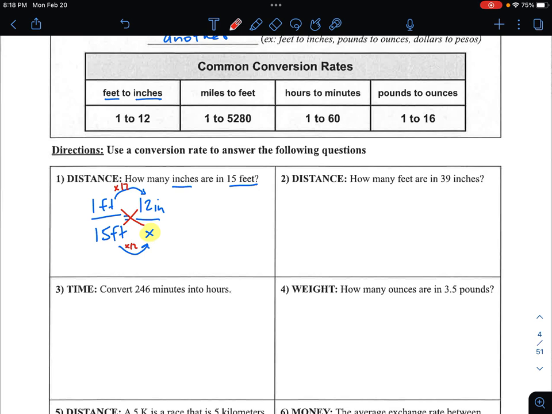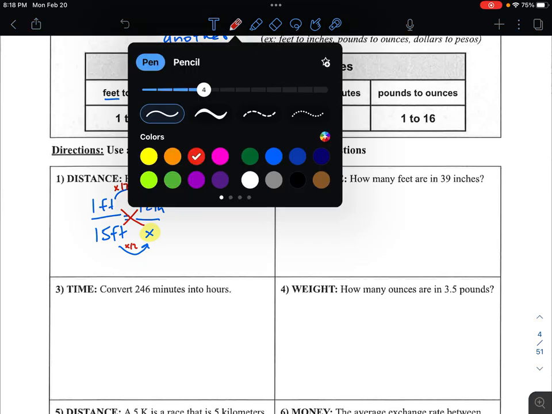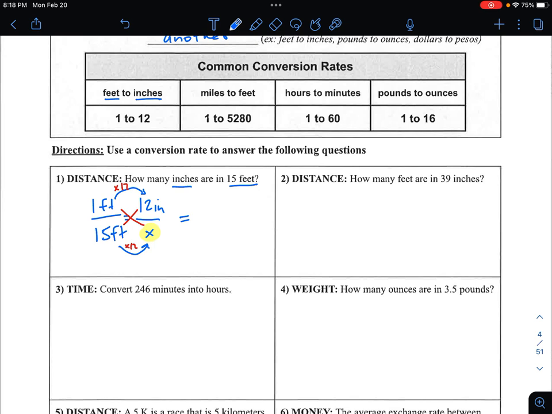But 15 times 12, unfortunately, I do not know that off the top of my head. I feel like I should, but I don't. So let me type it out on my calculator, make sure I do not get this wrong. 15 times 12. It's saying it's 180. I believe that is correct. So 15 feet is 180 what? It is 180 inches.